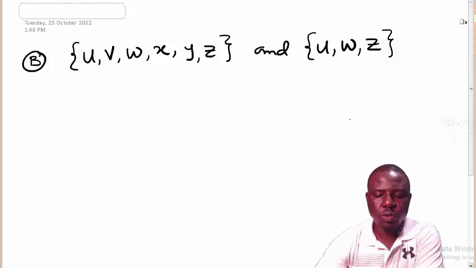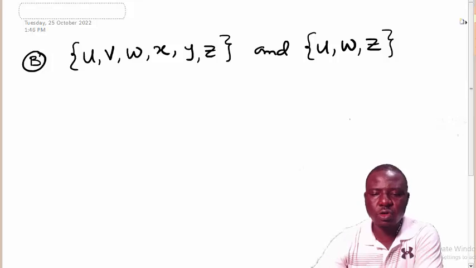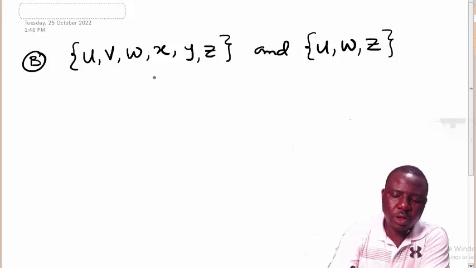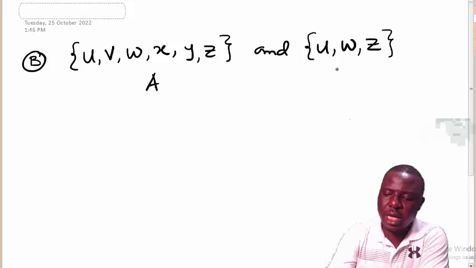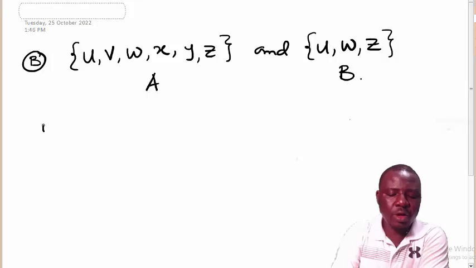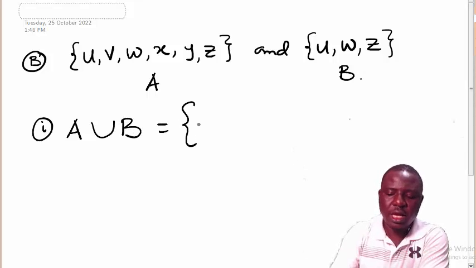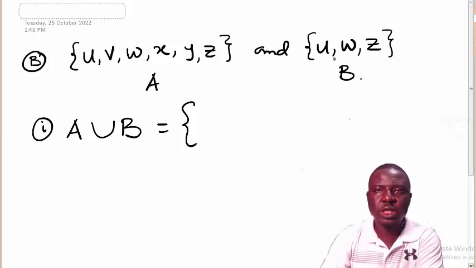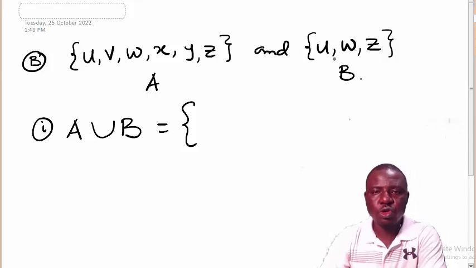Example 2 says we should also find the union and intersection of these two sets. Let us equally call this set A and set B. I would like you to equally work it out with me. What do you think will be the union of set A and B? If this is set A and this is set B, what do you think will be their union? Union means all that is in A plus all that is in B without repetition.